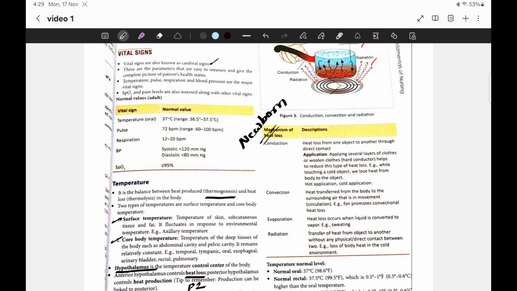Conduction means direct contact with another surface. Convection means that heat is transferred from the body to the surrounding air.